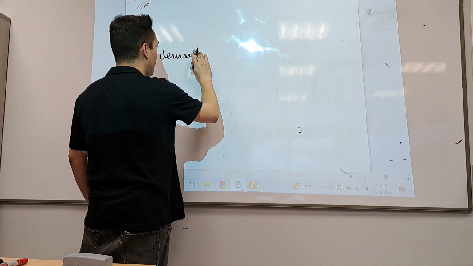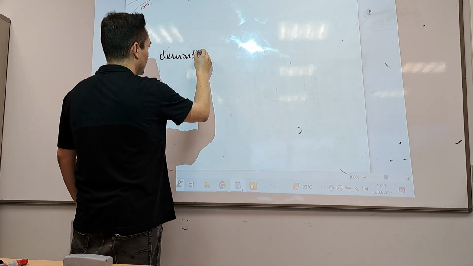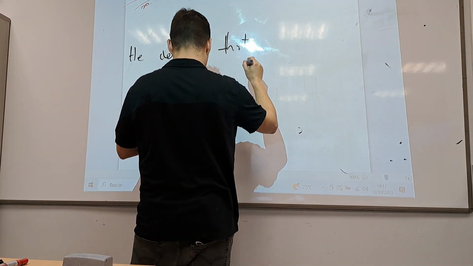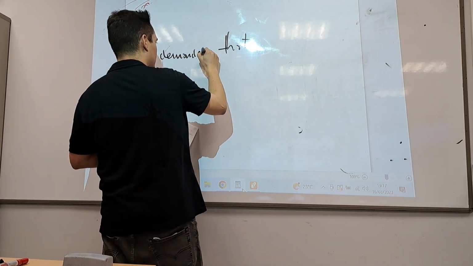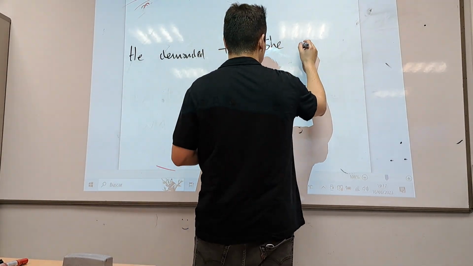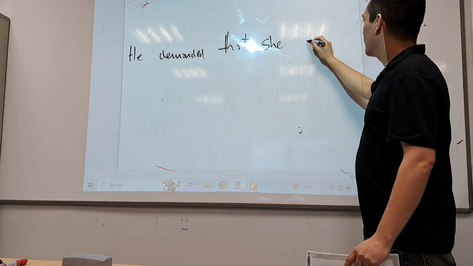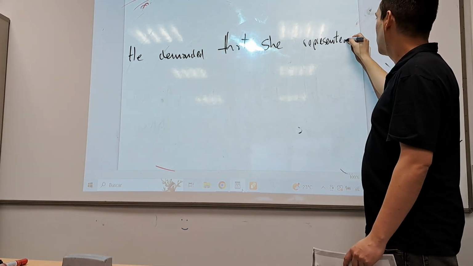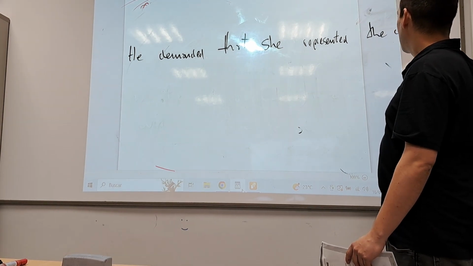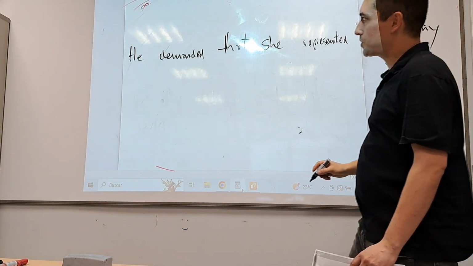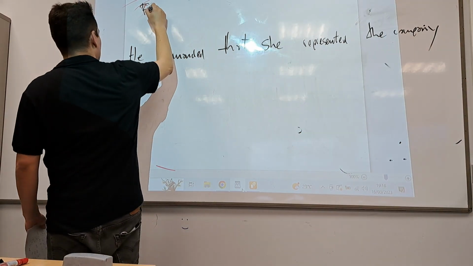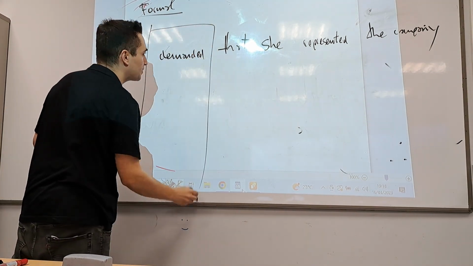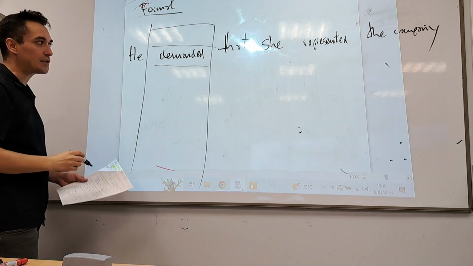He demanded that she represented the company. This is a formal use. He demanded that she represented the company. This is okay, yeah? This sentence is okay.